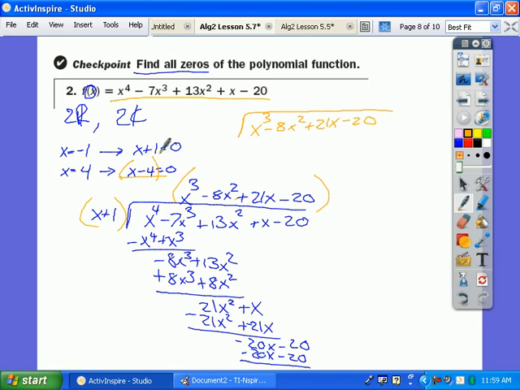Don't divide by the x plus 1 again, because you'll get a remainder. That's not what we want to do there. All right, so we divide by x minus 4. Now at this point I'm out of space on the board, so I'm going to erase this piece here.